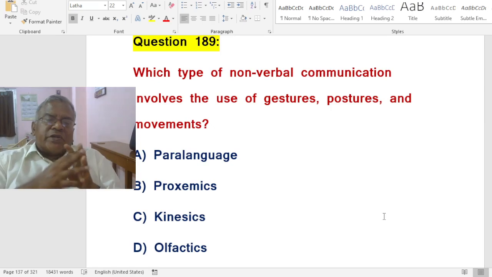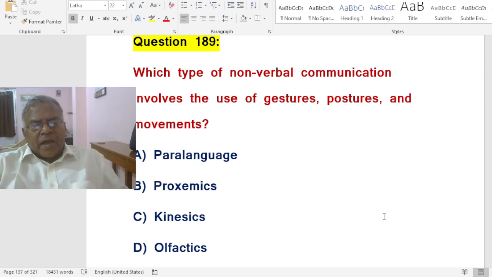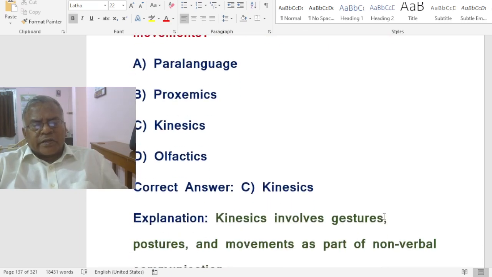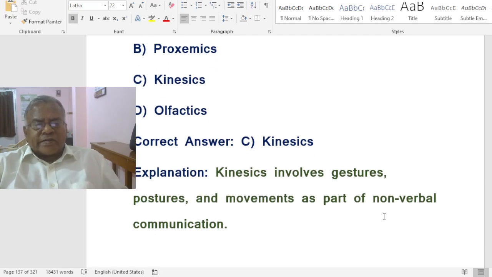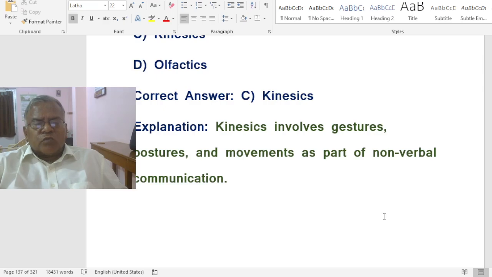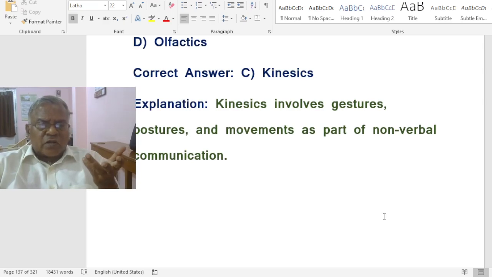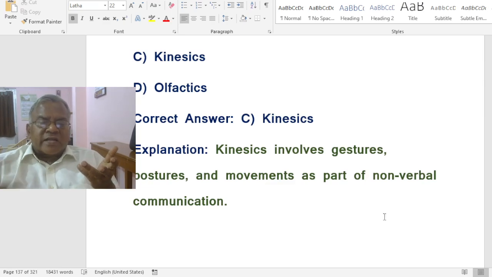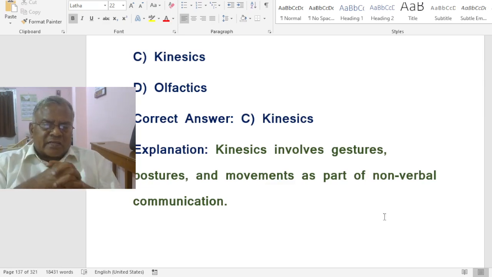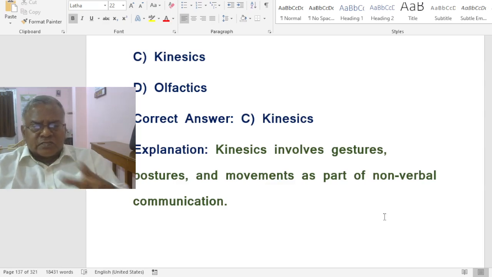Which type of non-verbal communication involves the use of gestures, postures and movements? Paralanguage, proxemics, kinesics, olfactics. Kinesics involves gestures, postures and movements as part of non-verbal communication. So all technical terms involved, you must know that. What is this olfactics? That is connected with taste, I think, olfactory. That is related with the taste. Olfactics. Kinesics is this one.